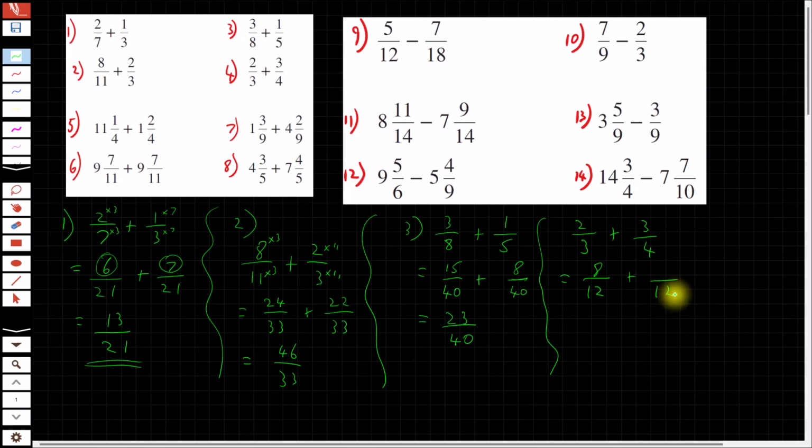To get 12 in the denominator, we multiplied that 4 by 3. So do the same to the numerator. 3 times 3 is 9. Add the numerators. 8 plus 9 is 17.